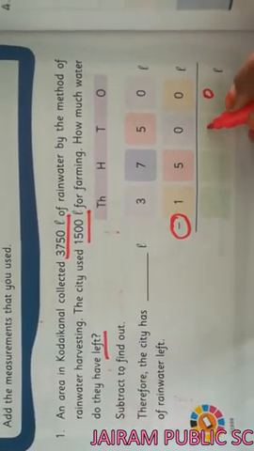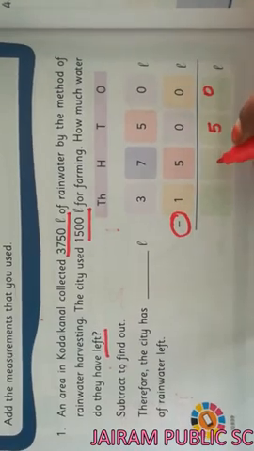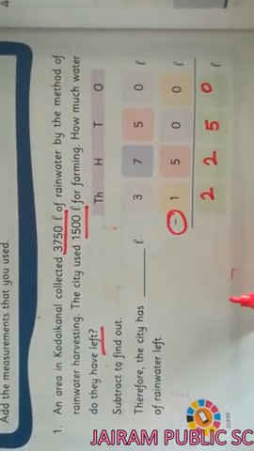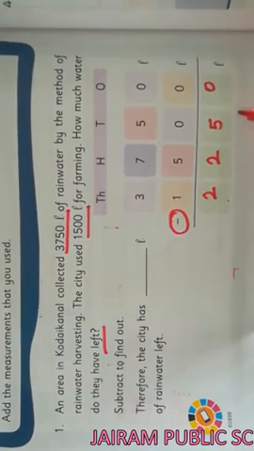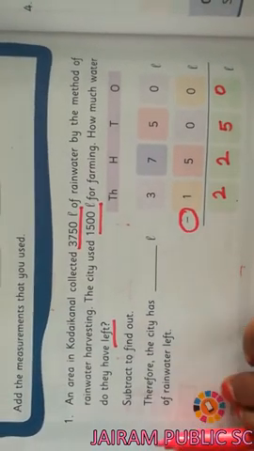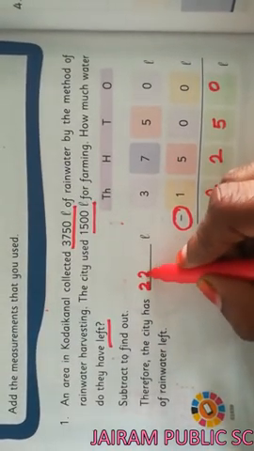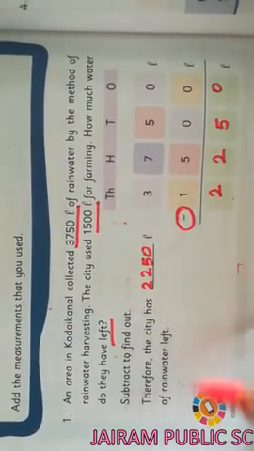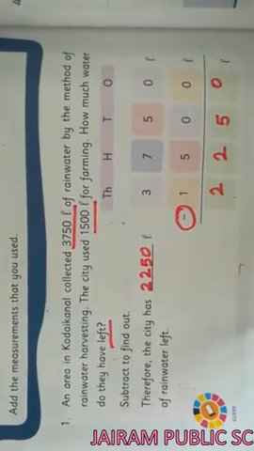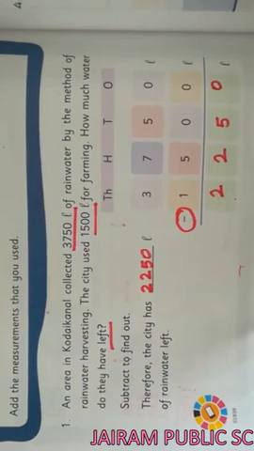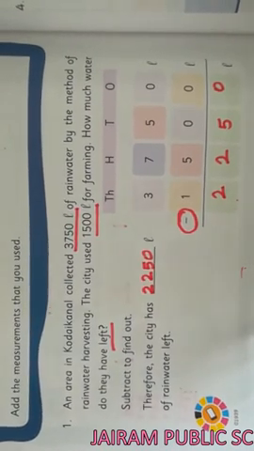5 minus 0 will be 5, 7 minus 5 will be 2, 3 minus 1 will be 2. After that, 2250 liters of water are left. Therefore, the city has 2250 liters of rainwater left. Like that we have to subtract the liters in the operation of subtraction.